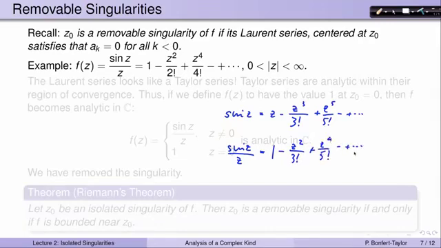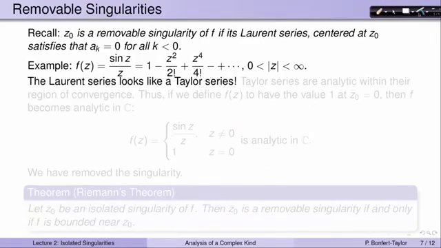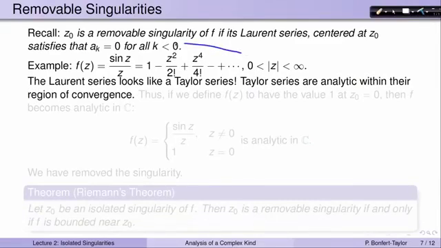Since this is a series expansion of sine z over z, and since the series expansion is unique, this must be the Laurent series of sine z over z centered at the origin. But this Laurent series looks like a Taylor series. It has no negative powers of z in it. A Taylor series is actually analytic within its region of convergence. I can in fact plug in z equals 0 into this series, and when I do, all these terms go away. What I'm left with is 1.